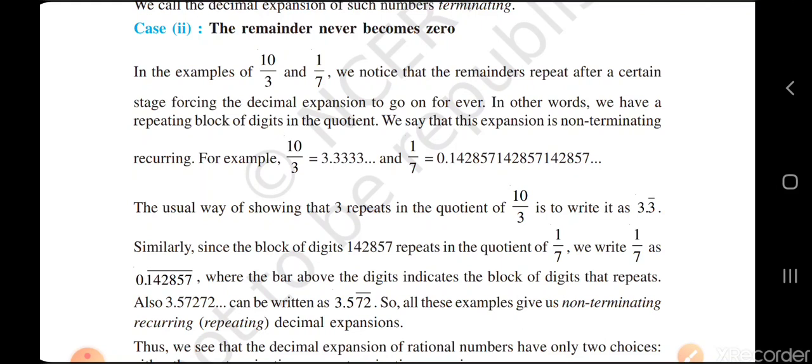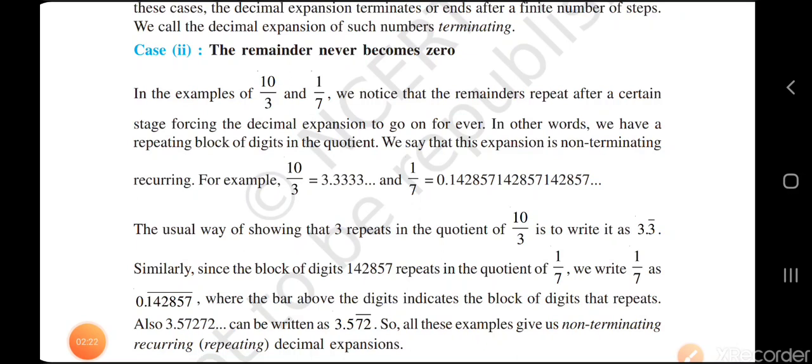So in the example 10 upon 3, which is equal to 3.3333, we write it as 3.3 bar, the bar above the digit, or also we can write 3.3 with a dot above the digit. And in the example 1 upon 7, which is equal to 0.142857, we can write 0.142857 bar, where the bar above the digits indicates the block of digits that repeats.